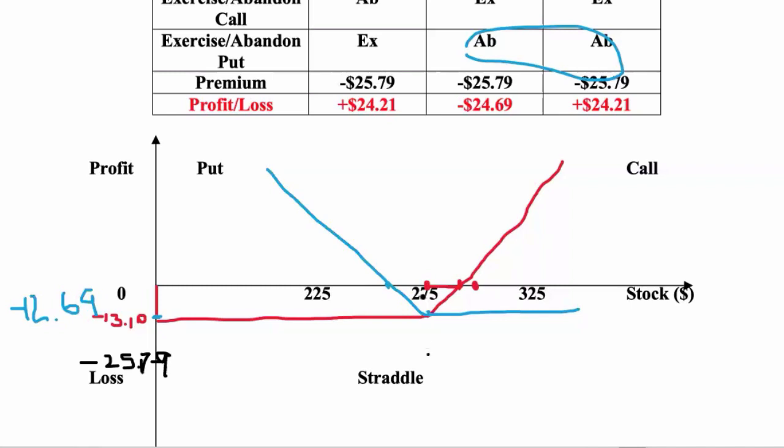Your break even is 275 plus your 25.79. So what's that? $300.79, which may be here. I'm just going to cut right through. You'll see that naturally it follows a parallel line. And on the downside, your break even will be 275 minus 25.79, which will be 249.21, which might be around here. And again, you cut through that with a straight line and you'll see naturally it follows a parallel slope, and that's your straddle.